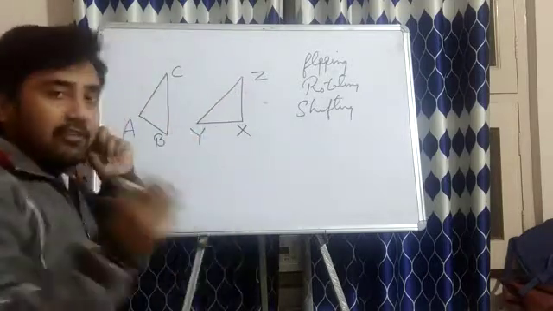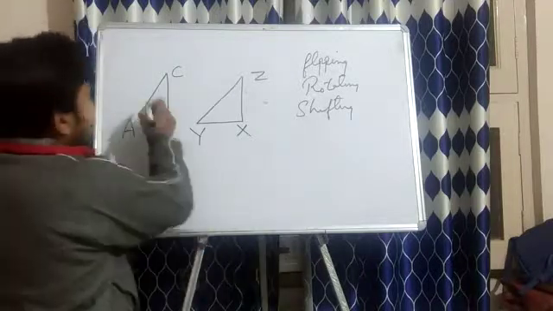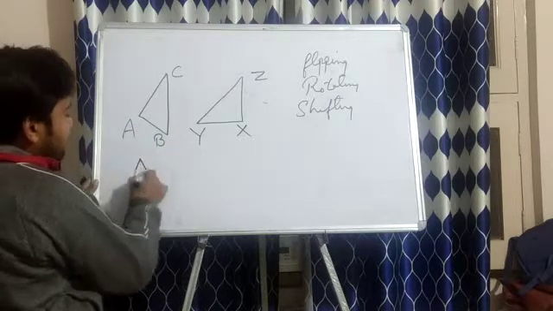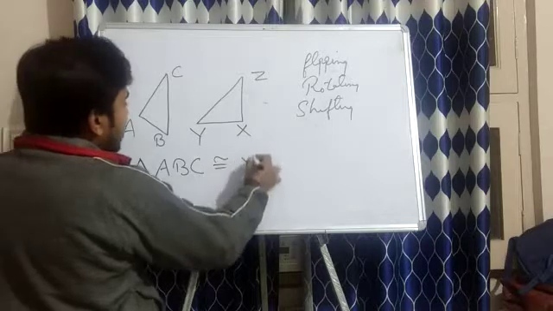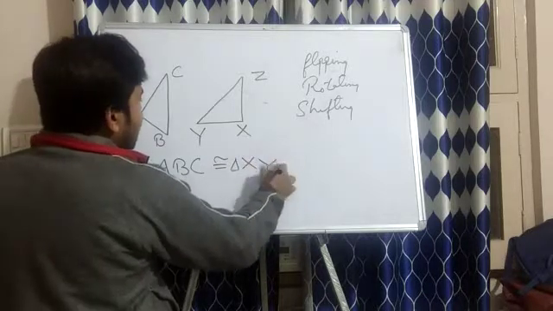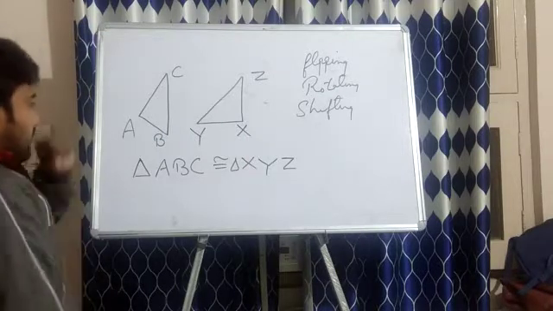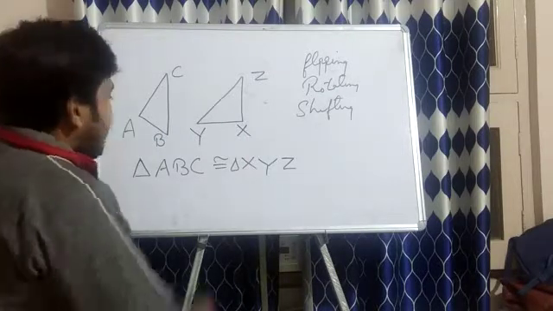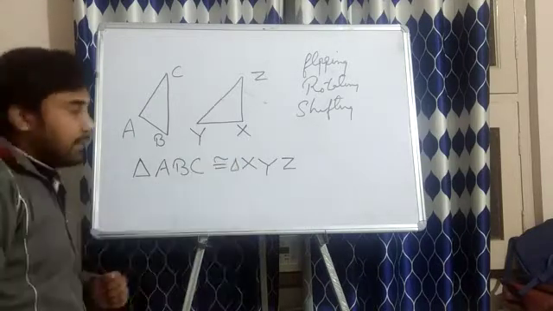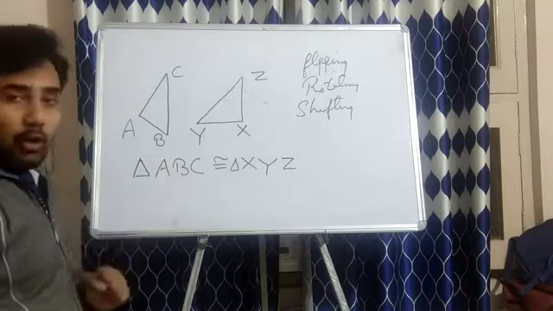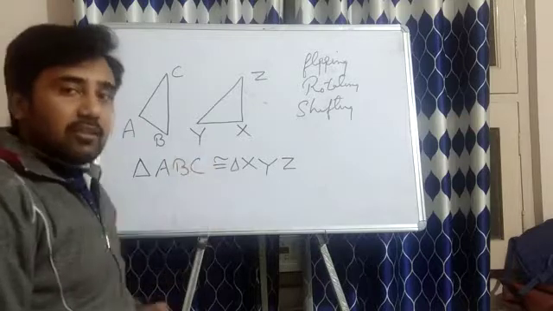And once we have established that the two triangles are congruent, then we can deduce that triangle ABC is congruent to triangle XYZ. Okay, fair enough. Now this is the symbol of congruency, an equal sign with a curly sign above it. Now, if two triangles are congruent, it means that their corresponding angles and corresponding sides are equal.